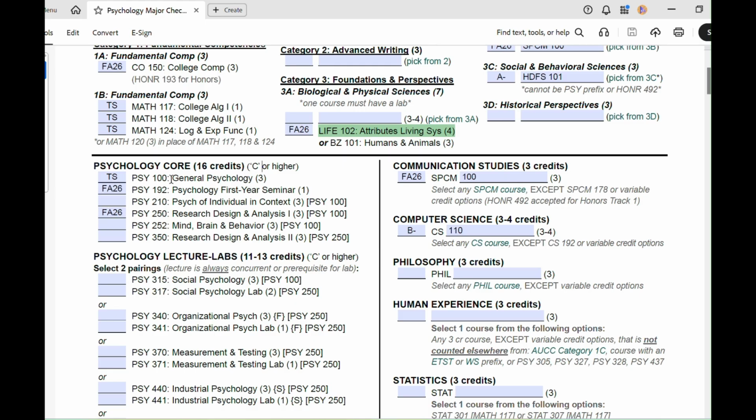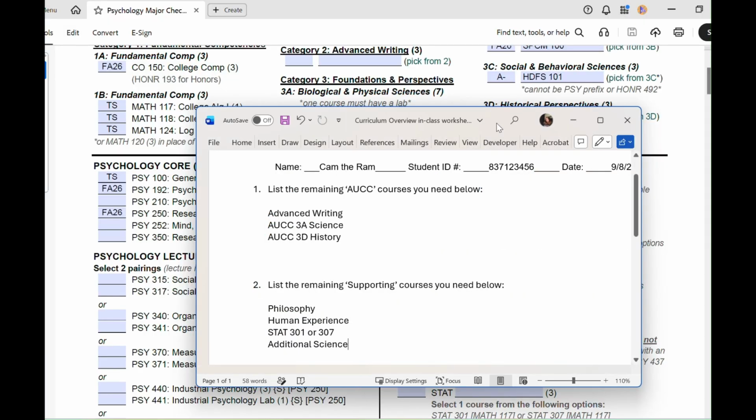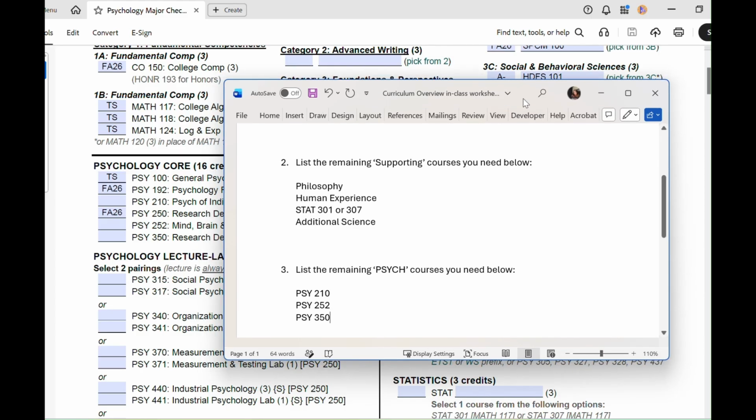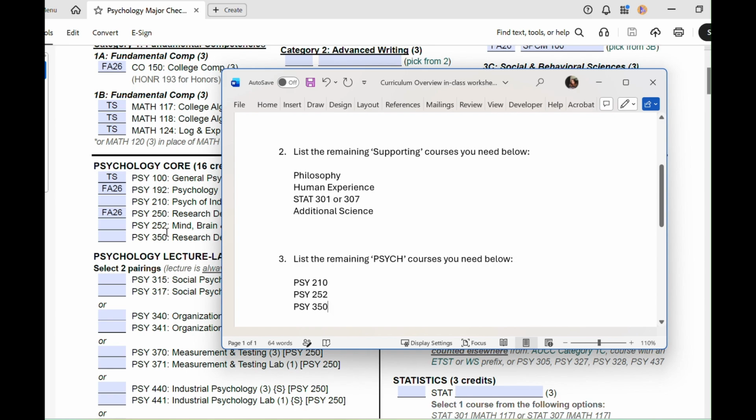Now we will identify which remaining psychology core classes that CAM-the-RAM needs. To begin this list, we have Psychology 210, Psychology of the Individual in Context, Psychology 252, Mind, Brain, and Behavior, and Psychology 350, Research, Design, and Analysis Level 2. Those are the 3 remaining core classes that CAM-the-RAM needs.